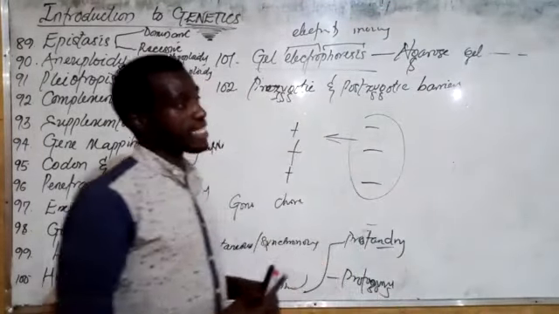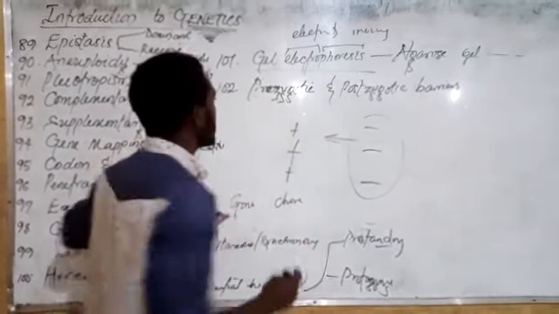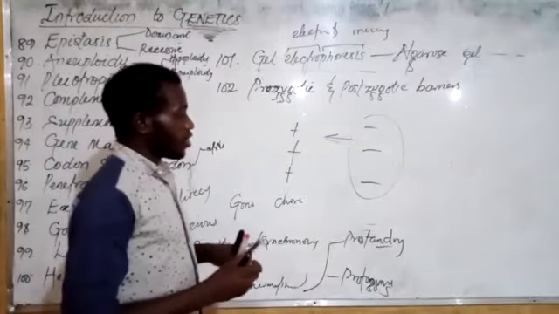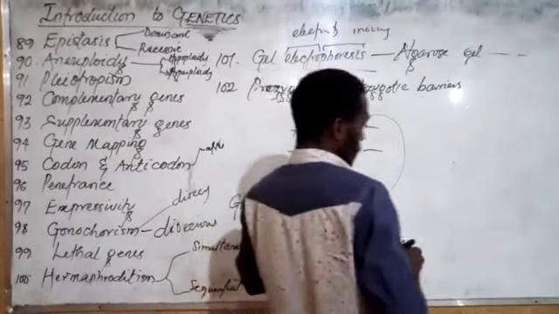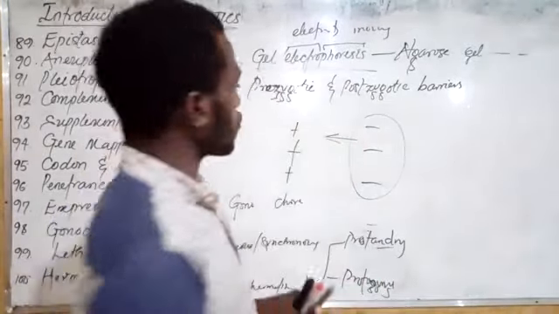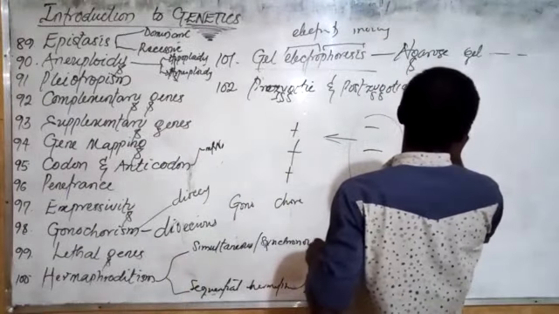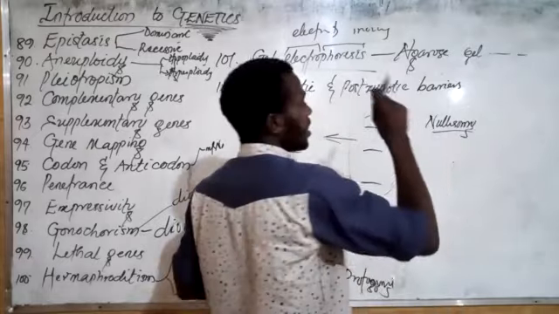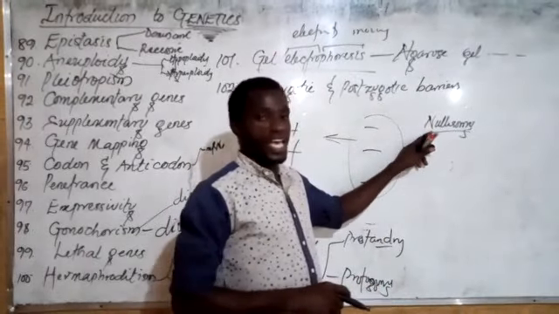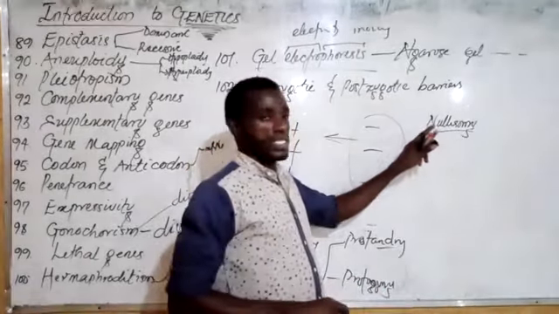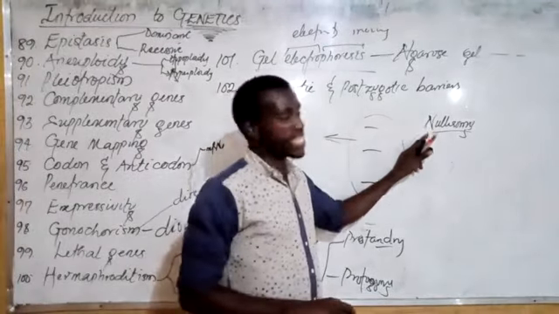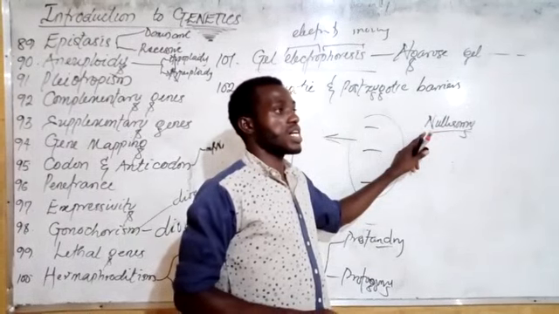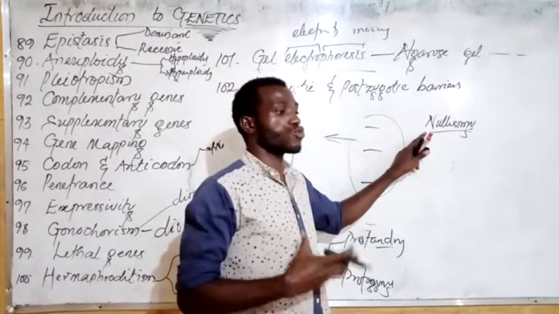A prezygotic barrier is a barrier that comes before the zygote is formed. So basically, you see, there is something called nullisomy. In nullisomy, one thing that has been discovered is that the hybrid that is formed, which is nullisomic, will always not be sexually viable, will not be able to reproduce.